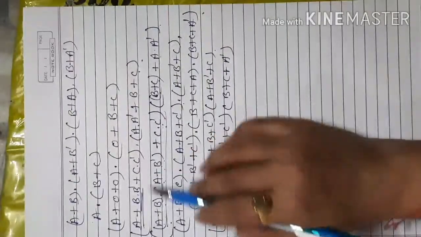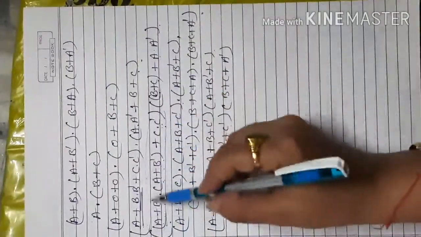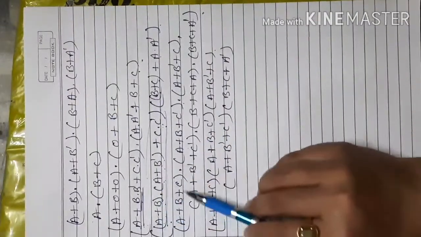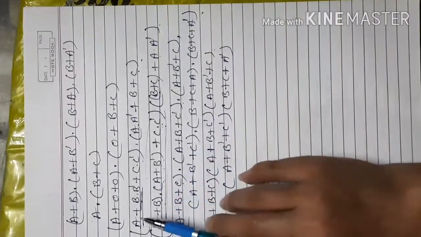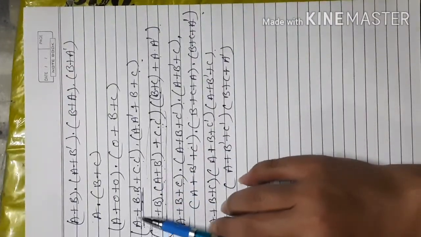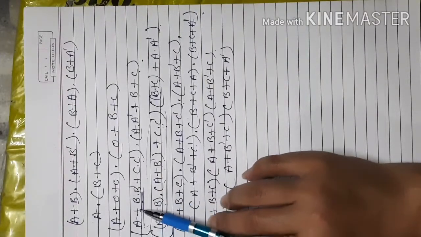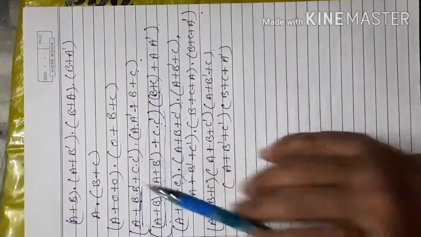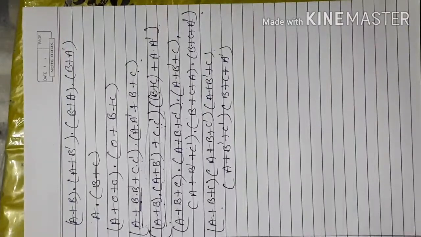If you have confusion here, you can open directly. Instead of writing this step, you can go directly with this: first A plus B plus C, then A plus B plus C complement, then A plus B complement with C, then A plus B complement with C complement. Here you can also open like this. Thank you.